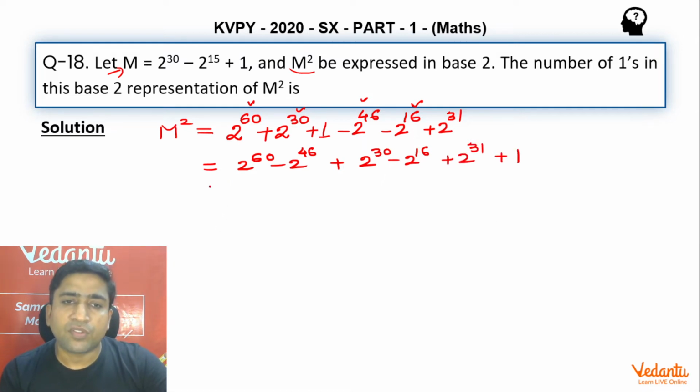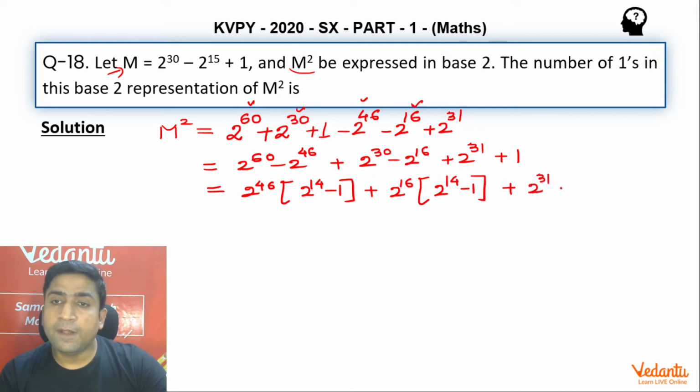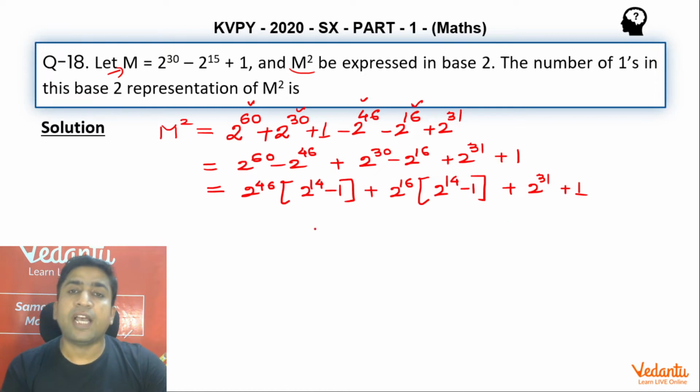Can you all see that if I take 2 to the power 46 outside, inside I'll be having 2 to the power 14 minus 1? Yes or no? Similarly, I'll do it for the second pair: 2 to the power 16 I'll take common, and inside I'll be having 2 to the power 14 minus 1, and then plus 2 to the power 31 plus 1. This is what I am having.